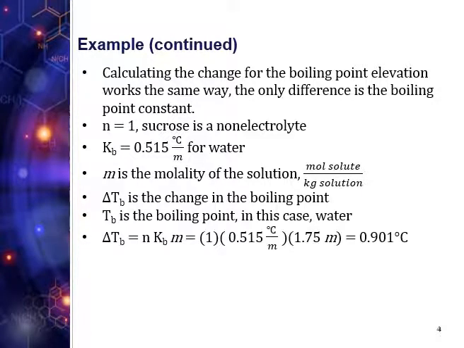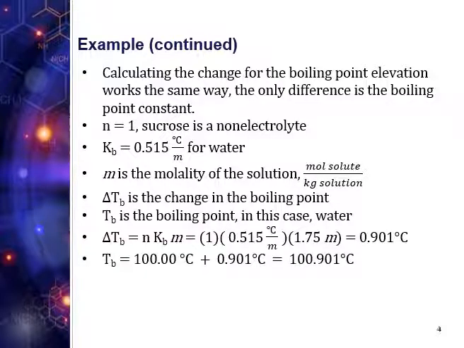boiling point. The change in the boiling point is N, which is 1, sucrose is a non-electrolyte, times the boiling point constant, which is 0.515 degrees Celsius per molal solution, times 1.75 molal, which was given in the problem. The change in the boiling point is 0.901 degrees Celsius. The actual boiling point at standard conditions is 100 degrees Celsius plus the change in the boiling point, which is 100 degrees Celsius plus 0.901 degrees Celsius, which is 100.901 degrees Celsius.